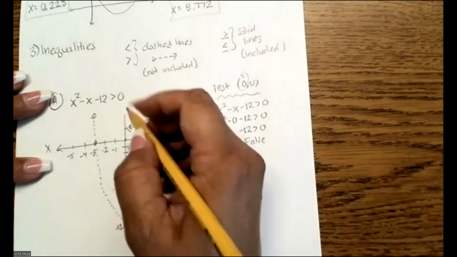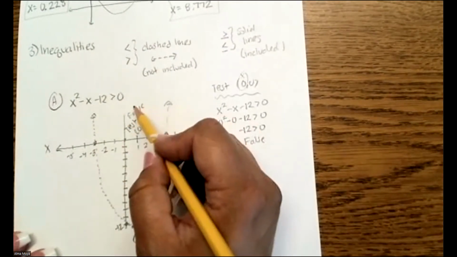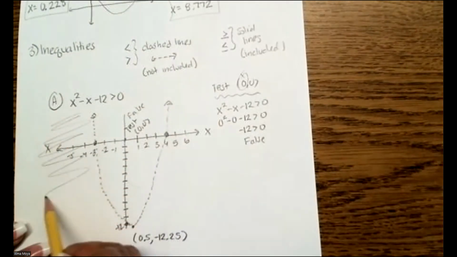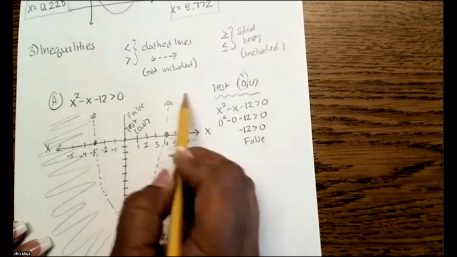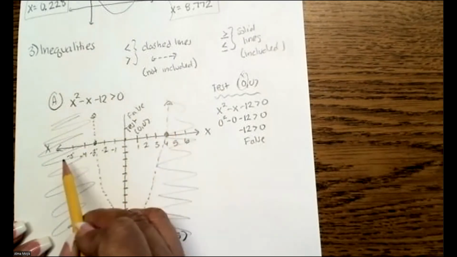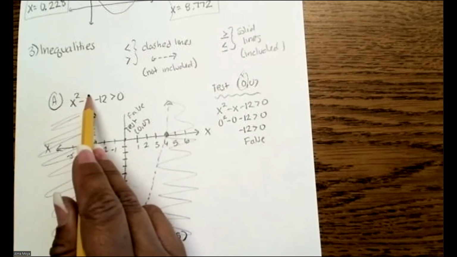So because this is false, you do not shade the inside of the region. You're going to shade the outside of the region. And you can go ahead and plug in a 5 and it's going to come out to be true. You could plug in a -5 or a -4 and that's going to be true for this statement.